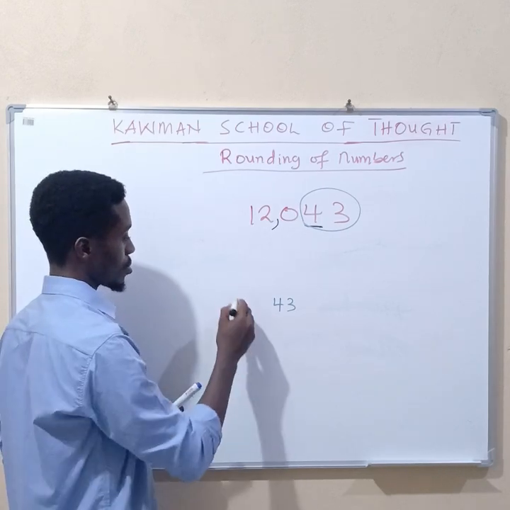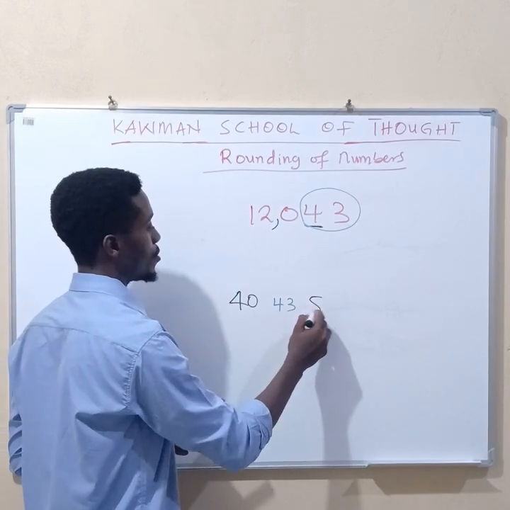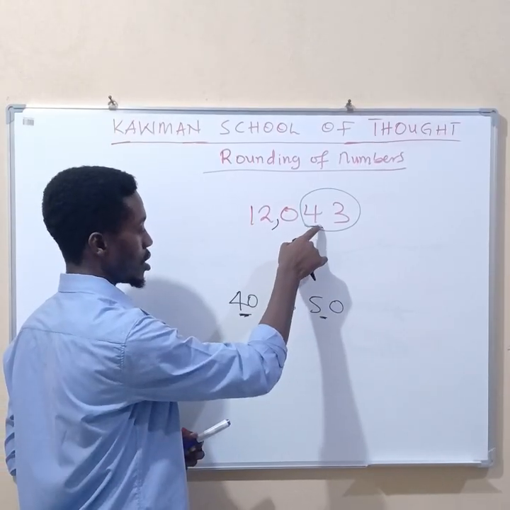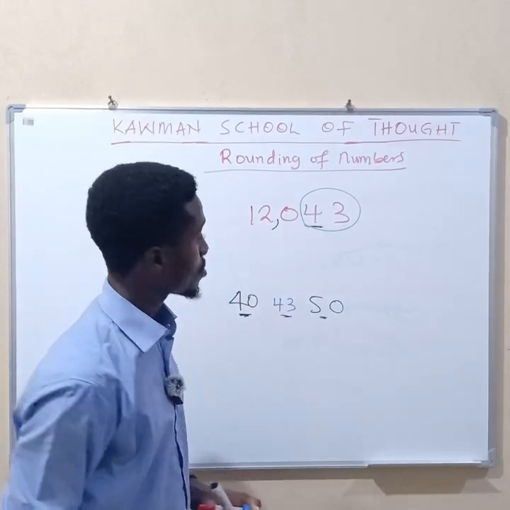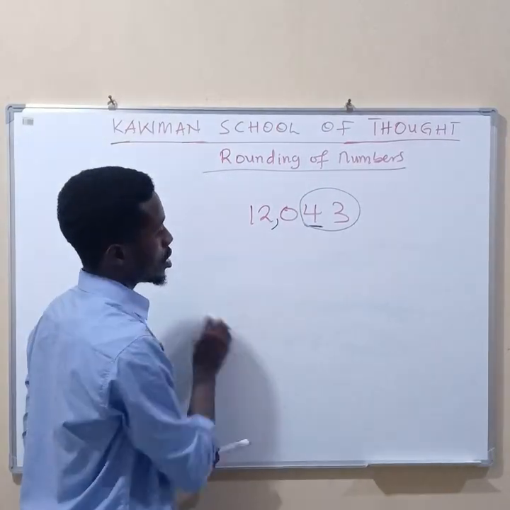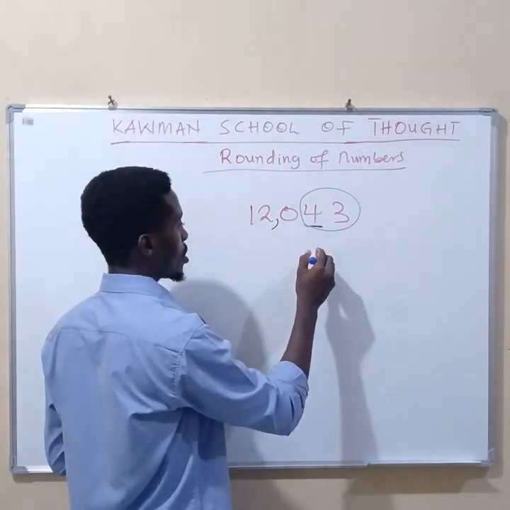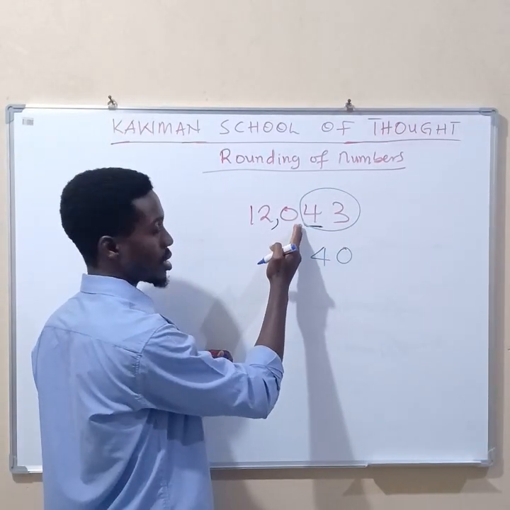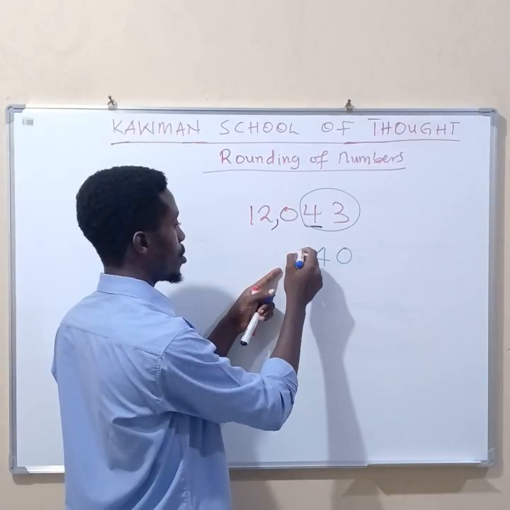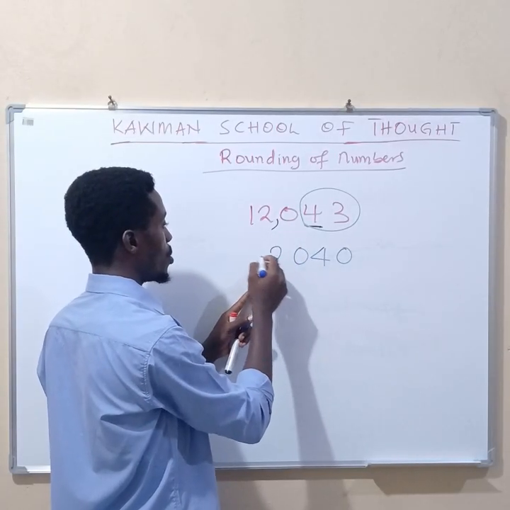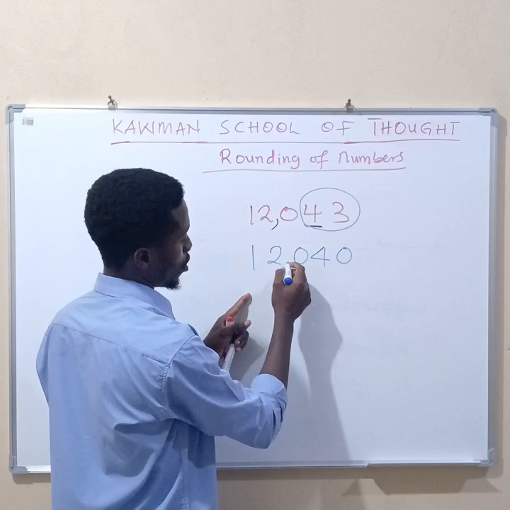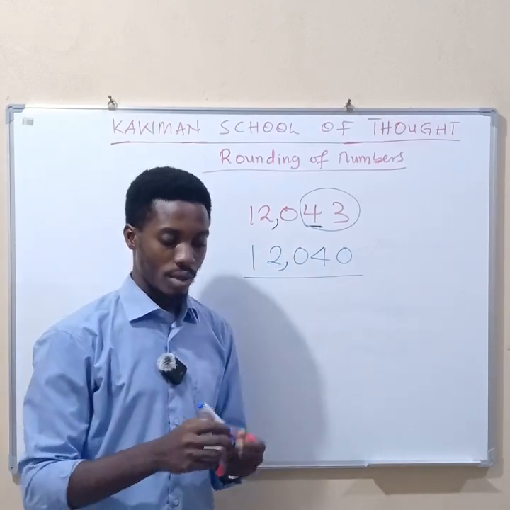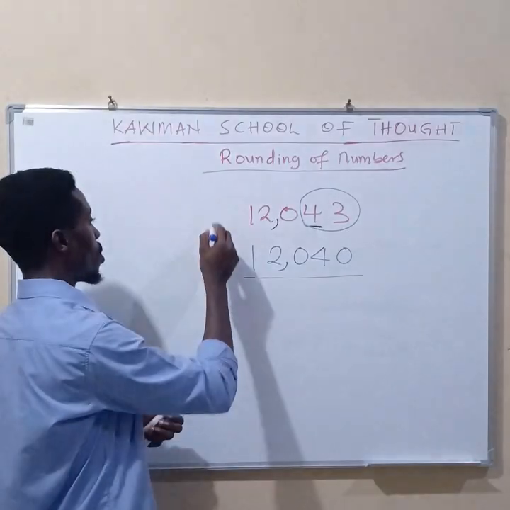40 and 50. And 43 is closer to 40 than 50. So that's how come this is going to be 40. So 43 is going to be 40. 4, 0. And then the rest of the numbers will come. Okay, so repeat our 0, repeat our 2, and repeat our 1. 1, 2, 3. Come on, that's all. So this is us what? 12,040.